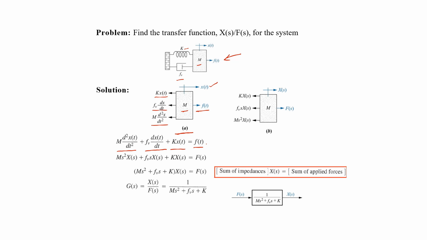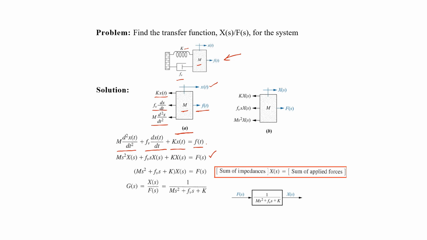From here we can represent this force by a negative sign on the other side and equate this whole equation to 0, or we can move the applied force to the right side, and now we can represent this whole equation as equal to f of t. After this, we apply the Laplace transform and we find this equation.